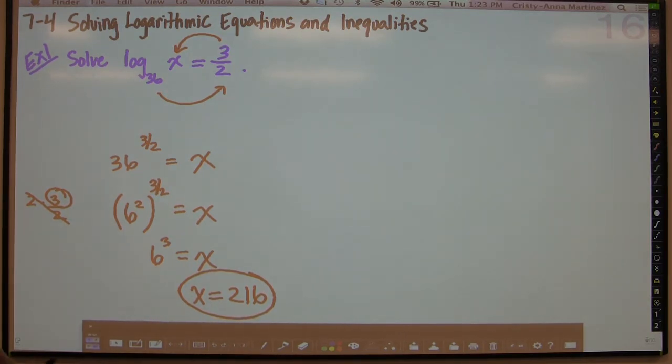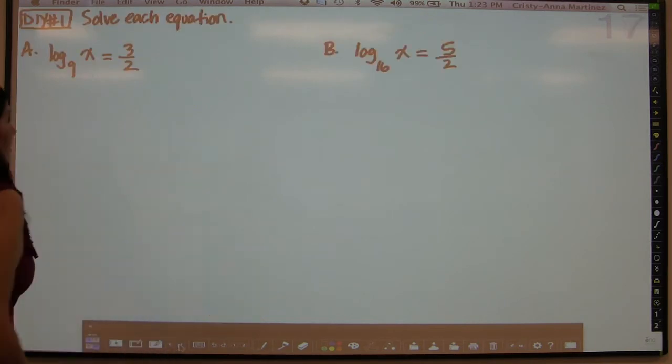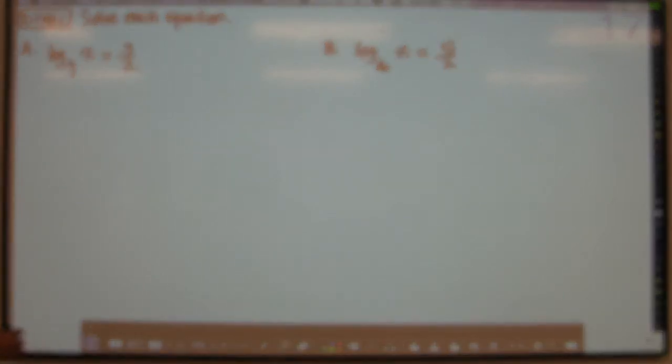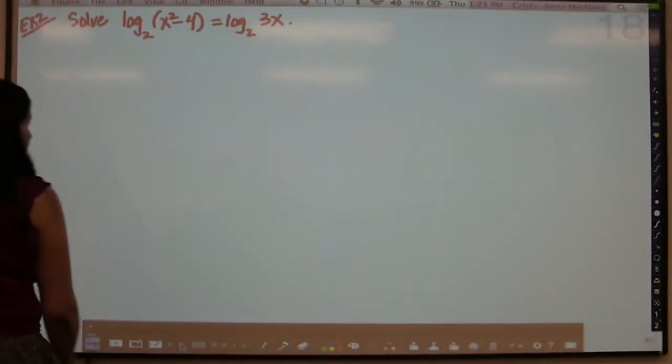Now I will let you try these two little guys. Remember to try to put it in exponential form first. It'll make it a lot easier for you as you're solving. And then we're going to try another application.